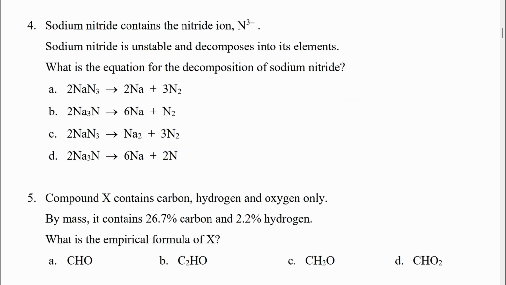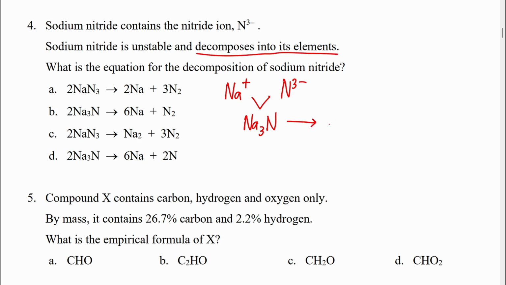Next question. Sodium nitride contains the nitride ion, N3-. Sodium nitride is unstable and decomposes into its elements. What is the equation for the decomposition of sodium nitride? Okay, sodium is Na, right? And the ion for sodium is positive because it is in group 1, while nitride is N3- negative. So I will take yours, you will take mine, crisscross, Na3N. Okay? And it says that sodium nitride is unstable and decomposes into its elements. So we decompose into its original elements.